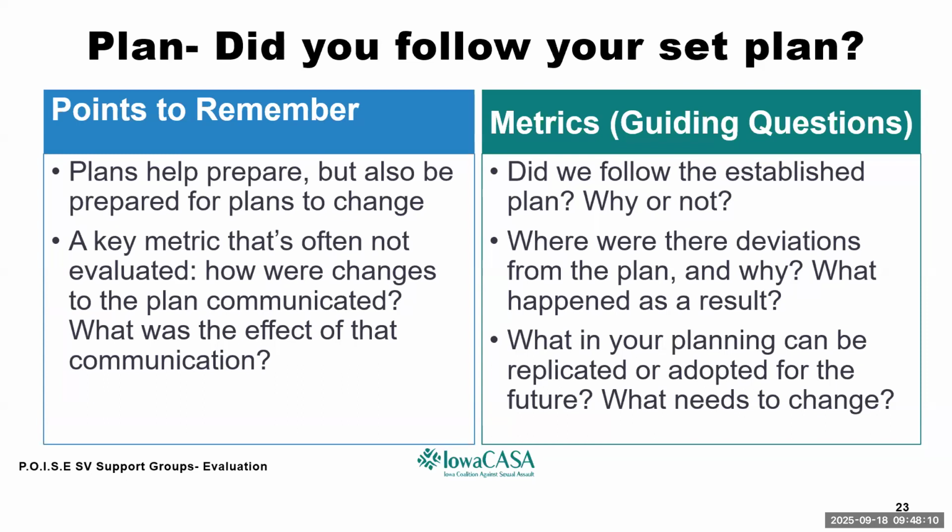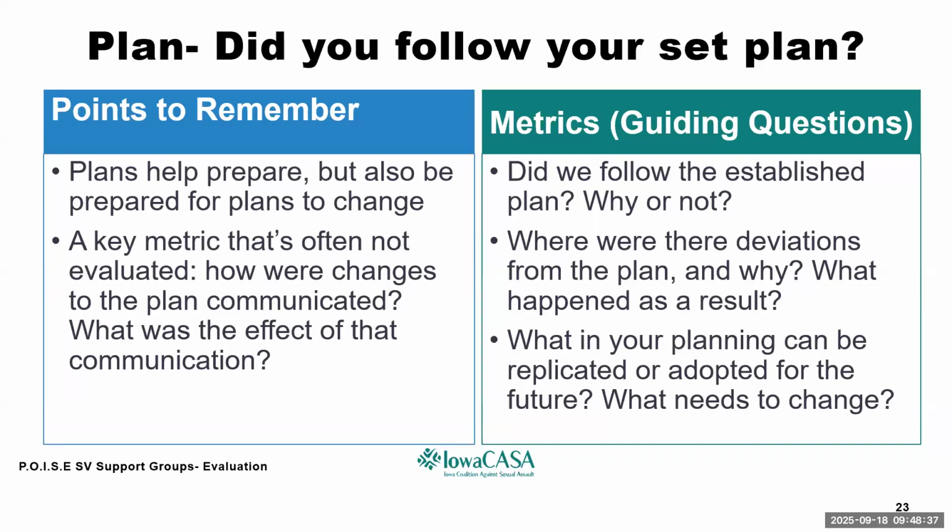So our metrics could be, did we follow the established plan? Why or why not? Where were the deviations from the plan and why did we deviate from the plan? And what happened as a result of deviating from the plan? And what in your planning can be replicated or adopted for the future? And what might need to change?